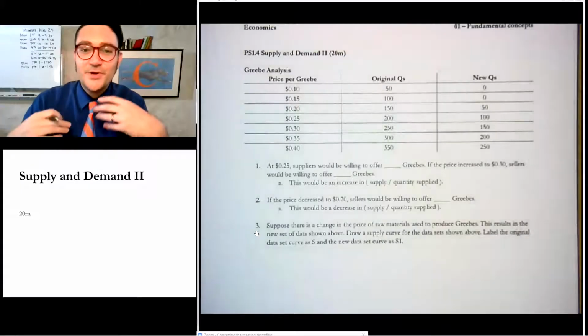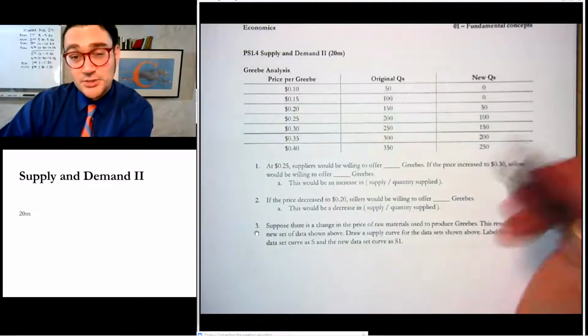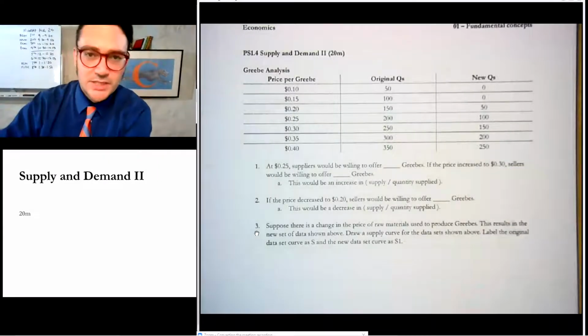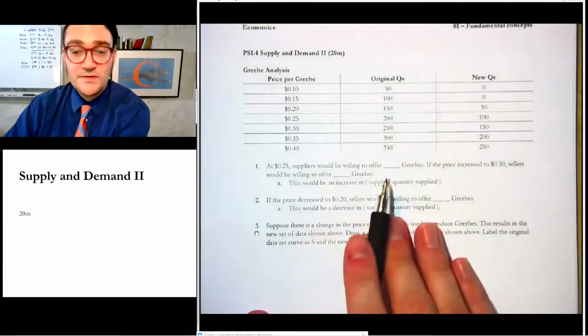Everybody, in this video we're going to take a look at the practice problems related to supply. If you haven't watched the lecture on supply, go back and watch that, take some notes, and then try these. This first one says that at 25 cents, suppliers are willing to offer how many greaves?